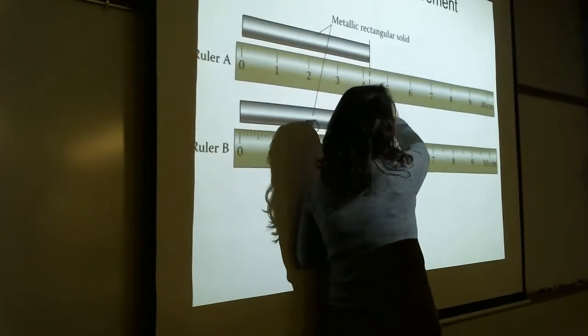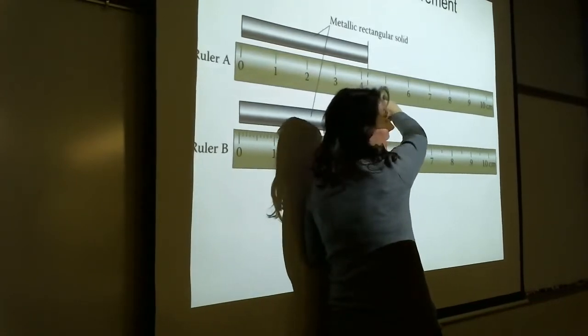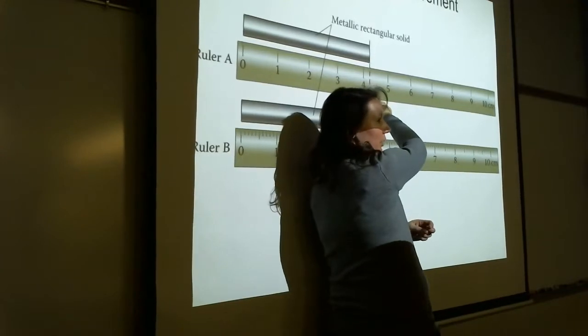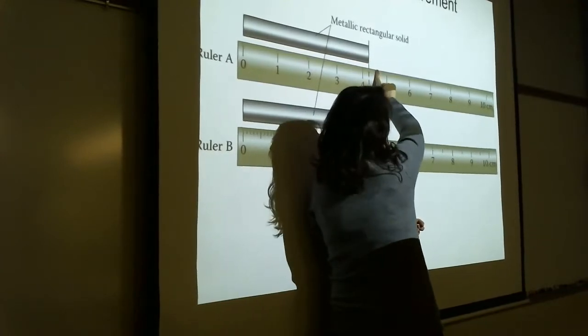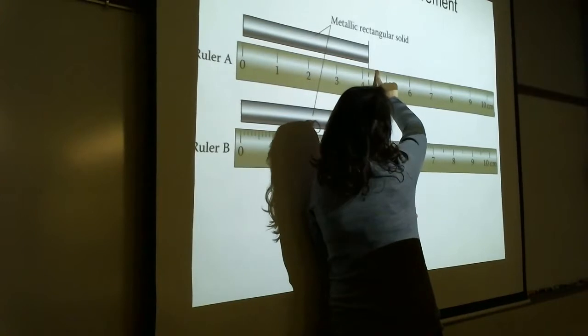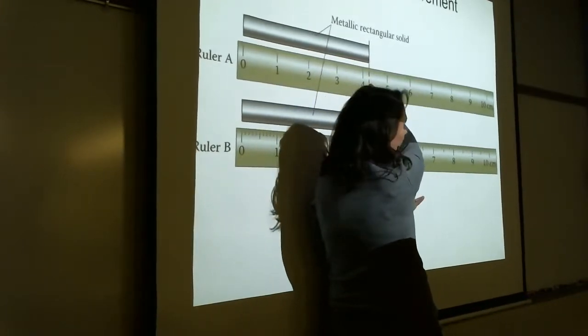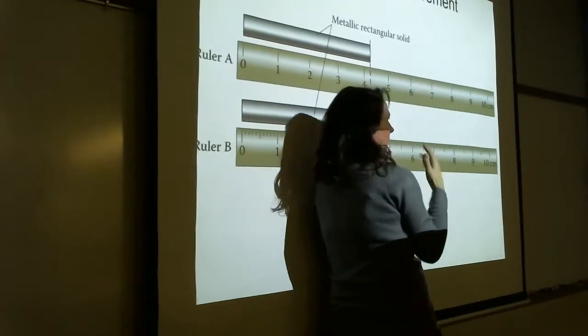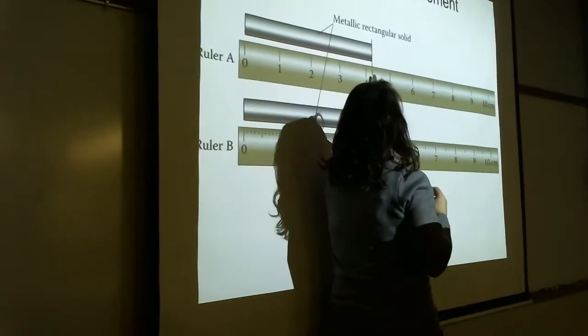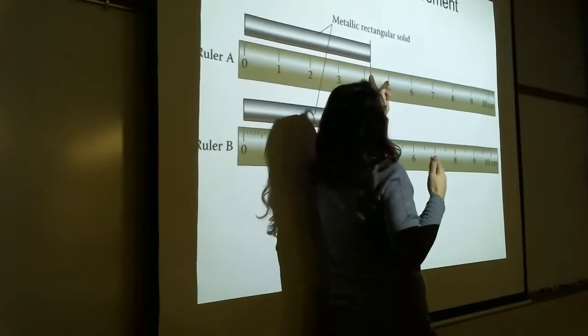Here, all I know is it's between 4 and 5. And now this is really open to interpretation. I know it's not halfway, but is it a third of the way to halfway? I don't know. I might call it 4.3, you might call it 4.2. Someone else who's got different visual acuity might call it 4.1. It just depends on you.